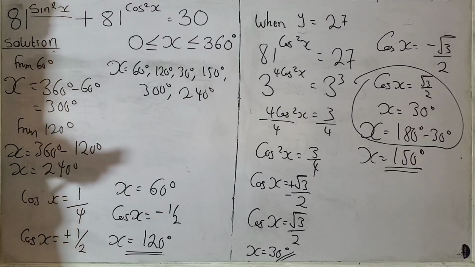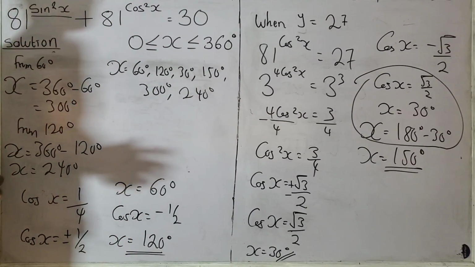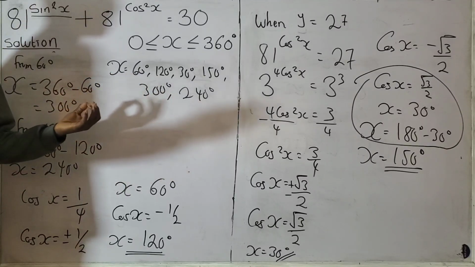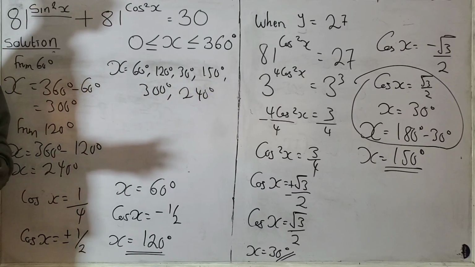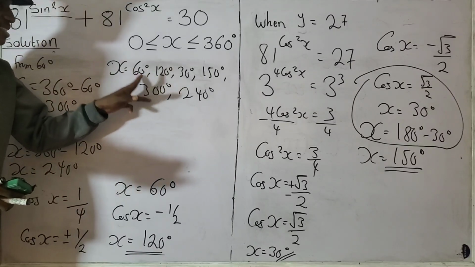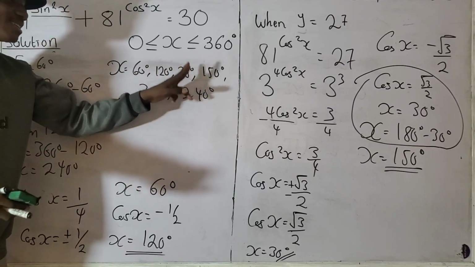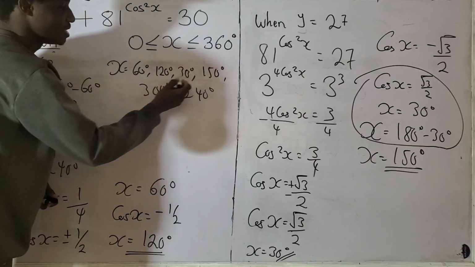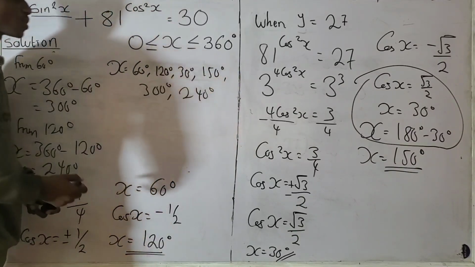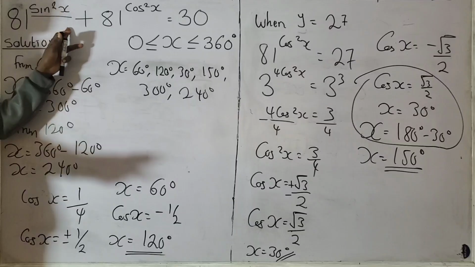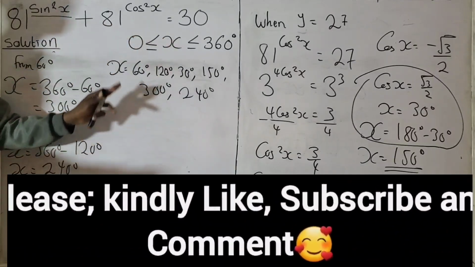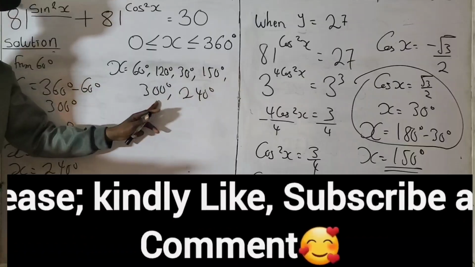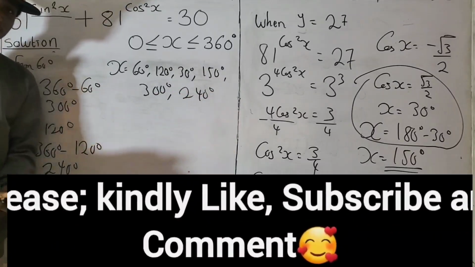Now listen. You might be wondering how we obtained this. Most times when students solve this kind of question in the exam hall, they only obtain 4 values of x. Some just put 60 degrees, 120 degrees, 30 degrees, 150 degrees. You're not going to get your full mark. The complete set of solutions for the values of x that will satisfy this exponential trigonometry equation is x equals 60 degrees, 120 degrees, 30 degrees, 150 degrees, 300 degrees, and 240 degrees.